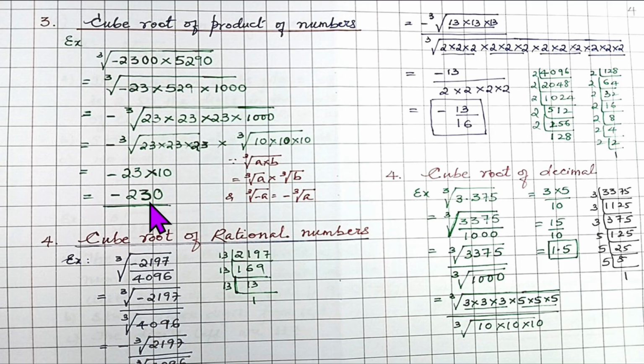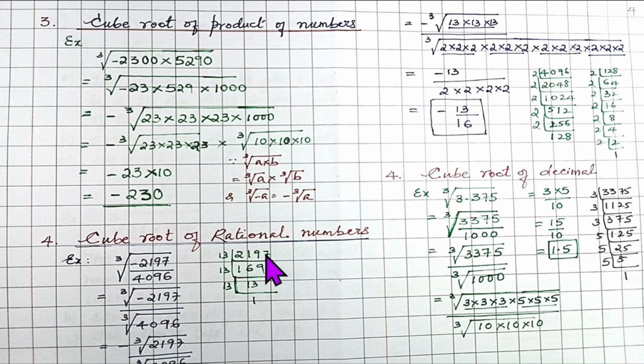So that is how we find out the cube roots of products of numbers, and don't forget to use the laws of radicals here. So cube root of a into cube root of b becomes cube root of a into b, and that can be applied here also. Now cube root of rational numbers. The rational numbers means there will be numerator and denominator, and we want to find the cube root of this. First of all, you see the minus sign is there, so take the minus sign outside, so it will be cube root of 2197 by 4096.